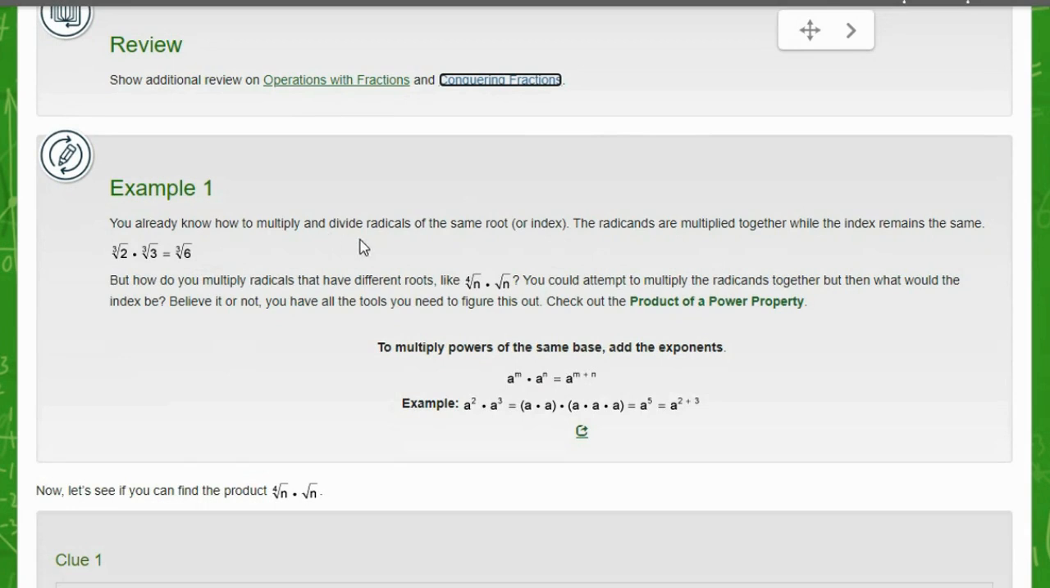All right, example 1. You already know how to multiply and divide radicals of the same root. The radicands are multiplied together while the index remains the same. Like the third root of 2 times the third root of 3, you can multiply what's underneath because they're both third root. So 2 times 3 is 6. But what if we have different bases?